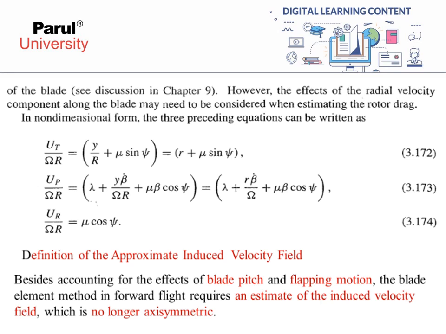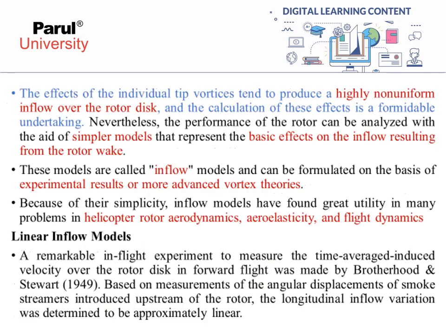The definition of the approximate induced velocity field accounts for the effect of the blade pitch and the flapping motion. The blade element method in forward flight requires an estimate of the induced velocity, which is no longer axisymmetric. The effect of the individual tip vortices tends to produce a highly non-uniform inflow over the rotor disc, and the calculation of this effect is a formidable undertaking. Nevertheless, the performance of the rotor can be analyzed with the aid of simpler models that represent the basic effect on the inflow resulting from the rotor wake.